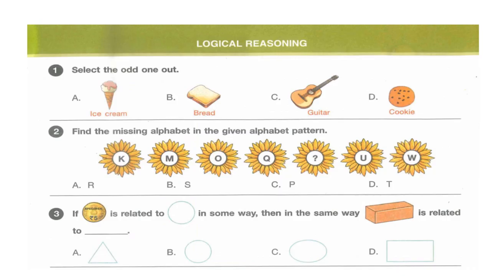Question number 1. Select the odd one out. Option A is a picture of ice cream, B picture of a bread, C picture of a guitar, and D picture of a cookie. You just have to select the odd one out. The odd one among the option is option C, guitar.